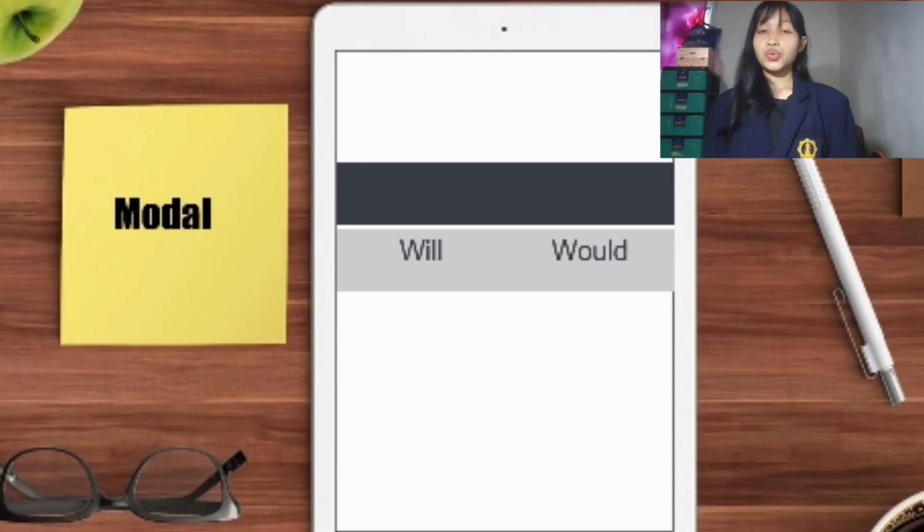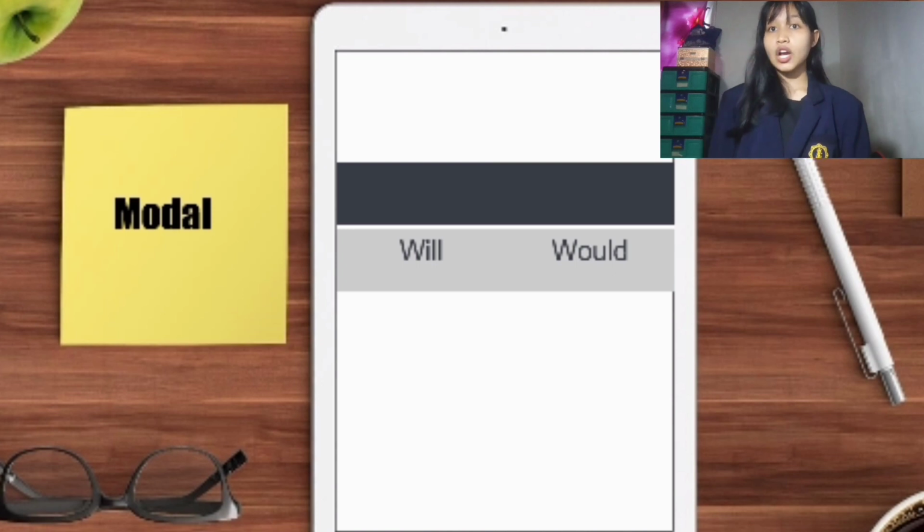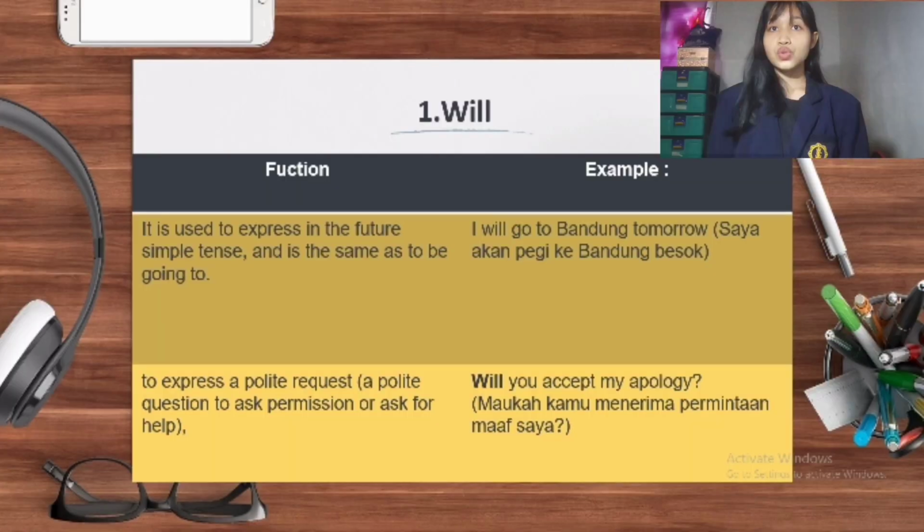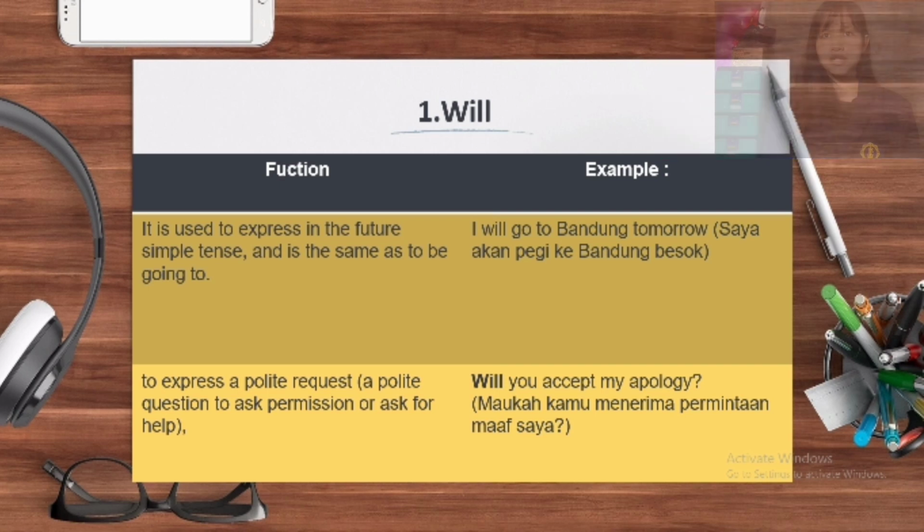The second one, there is will and would. Function of will. It is used to express the future simple tense and it is the same as be going to. For example, I will go to Bandung tomorrow. And the second one, to express a request or question, to ask permission or ask for help. For example, will you accept my apology?